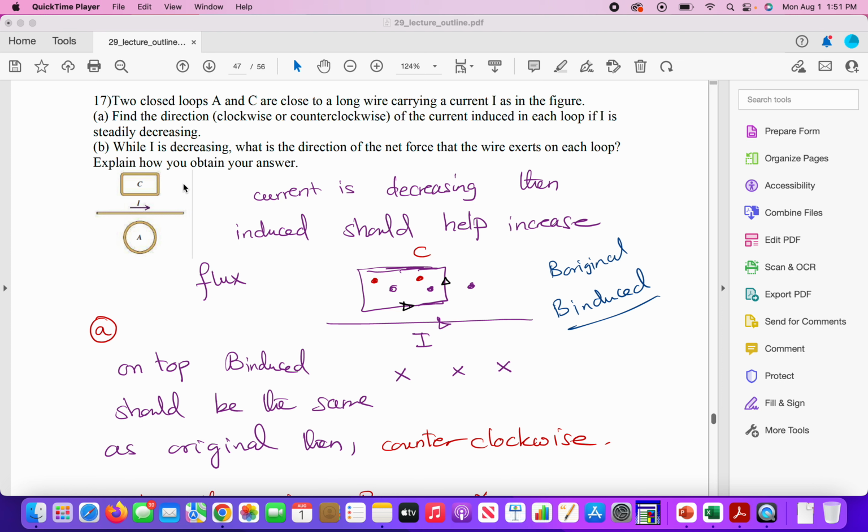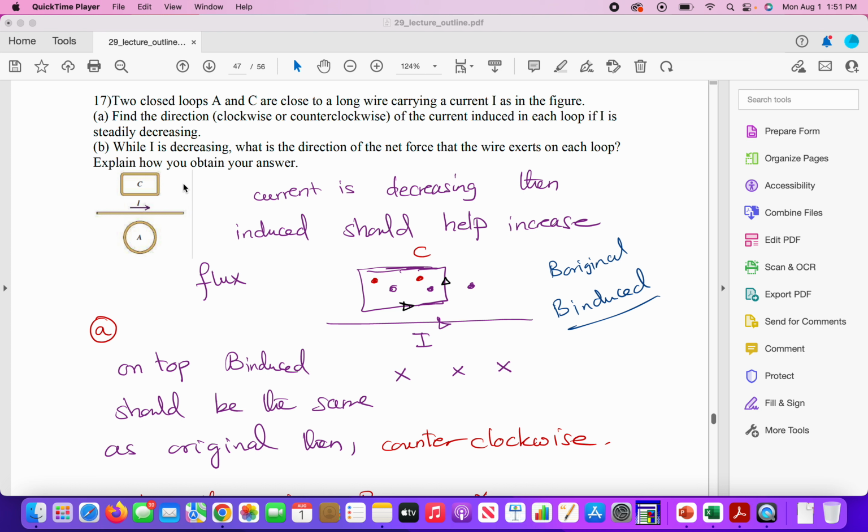Here I have two closed loops, A and C, close to a long wire carrying a current I as in the figure. Find the direction, clockwise or counterclockwise, of the current induced in each loop if I is steadily decreasing. While I is decreasing, what is the direction of the net force that the wire exerts on each loop? Explain how you obtain your answer.